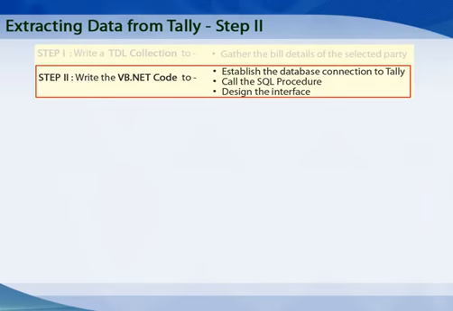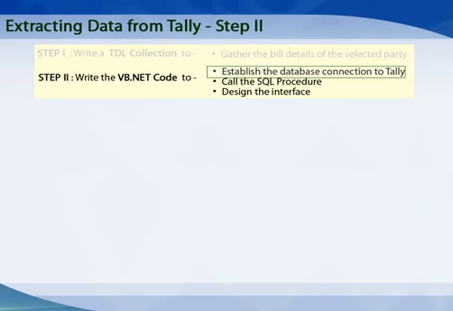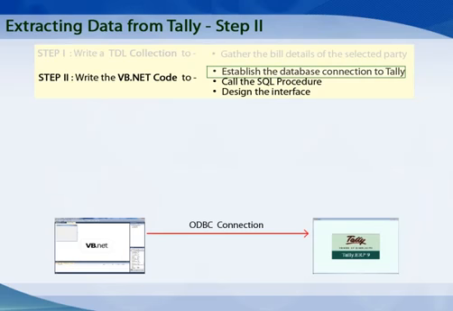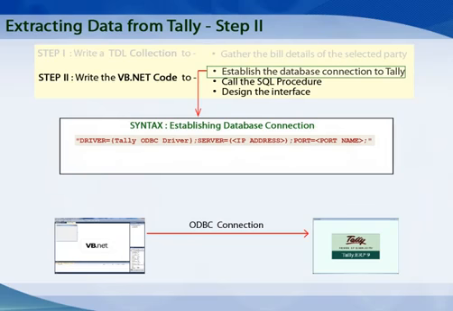The second step is to write the VB.NET code. To connect with the database, we need to specify the ODBC driver details. It is just like connecting to a third-party database like Access, SQL, Oracle, etc. In this case, values are retrieved from the Tally database. The syntax is as follows.